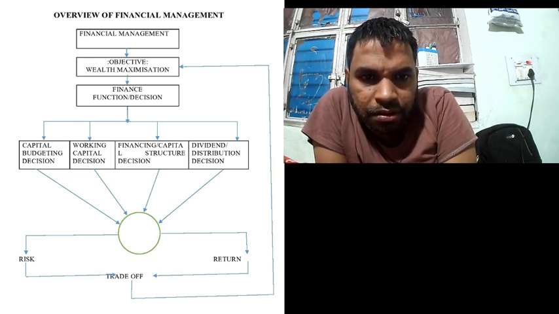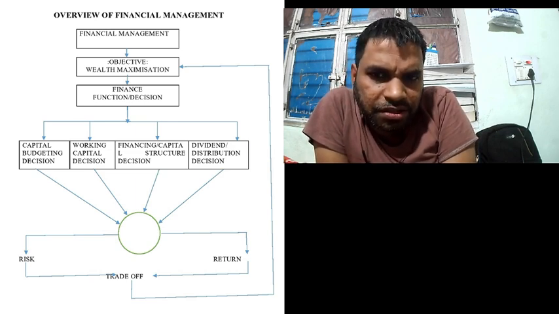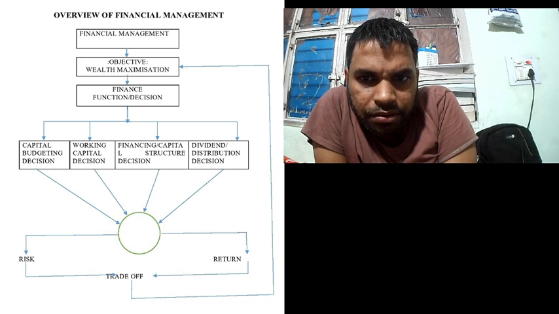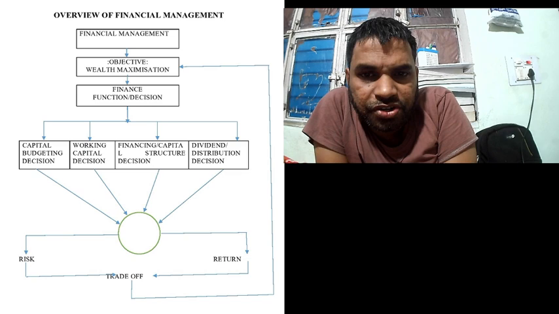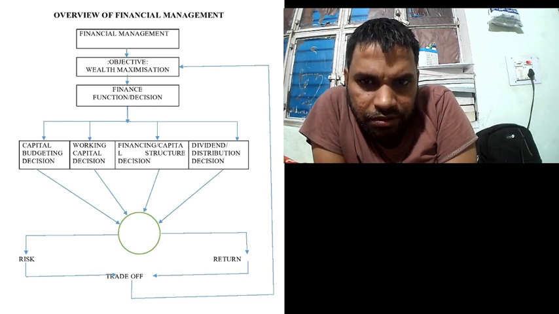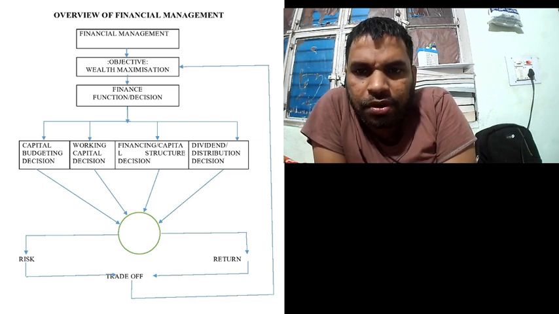And when he tries to strike a balance, there is a risk, and there is return as well. So when he trades off or strikes a balance between risk and return after considering these four factors, then the objective of wealth maximization is achieved, as you can see in the slide or picture itself.